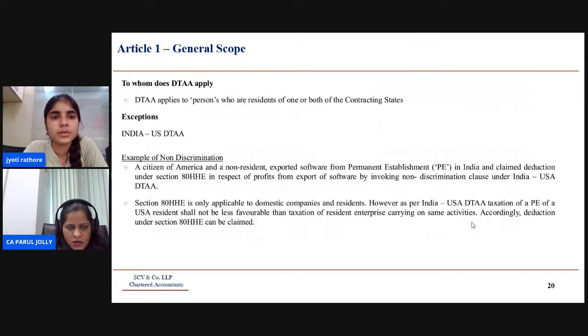So let's understand what exactly these articles of treaties state. First is general scope. It defines to whom the DTA will apply. Generally, the scope is similar in all the treaties, which state that the DTA applies to persons who are resident of one or both of the contracting states. So the person has to be a resident of one or both of the contracting states, and once it's determined that he is a resident, then the treaty would apply to that person.